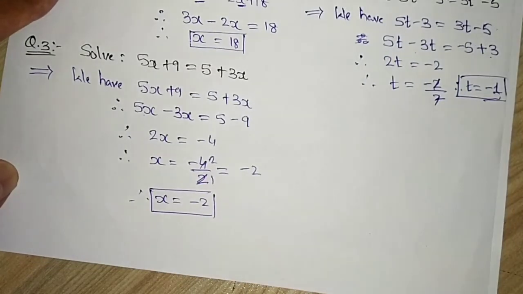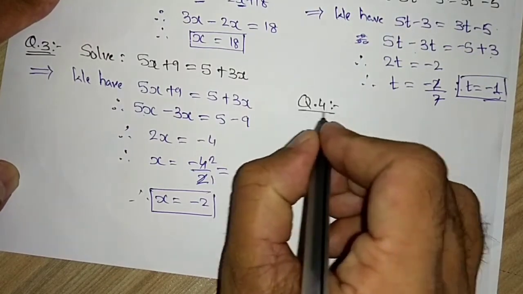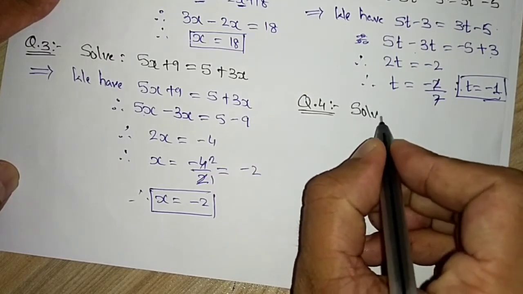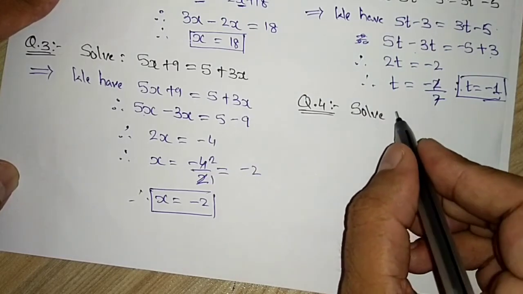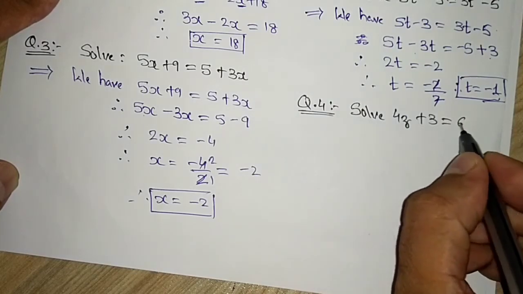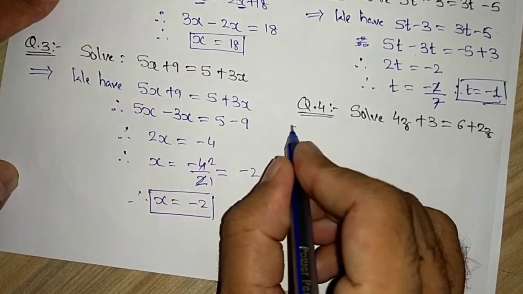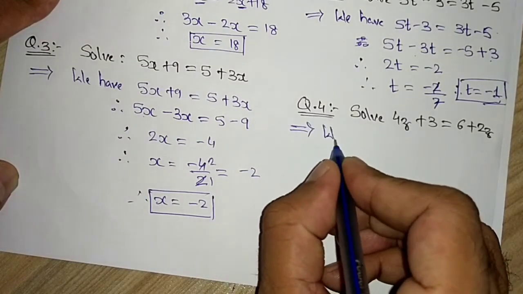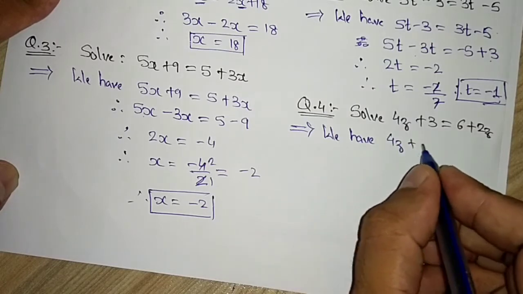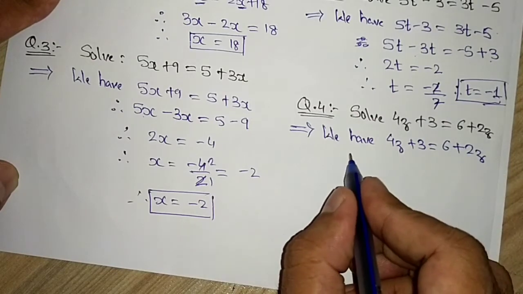Now, solving question number 4. Question number 4 is solve 4z plus 3 is equal to 6 plus 2z. We have 4z plus 3 is equal to 6 plus 2z.